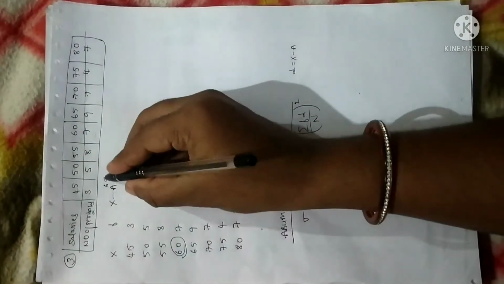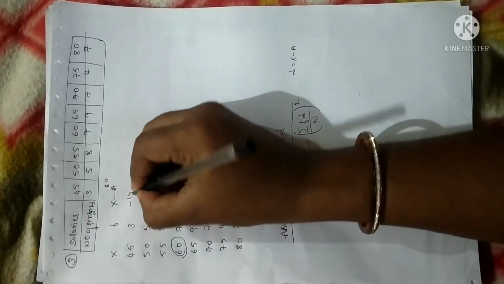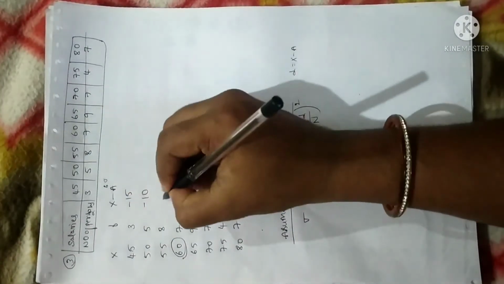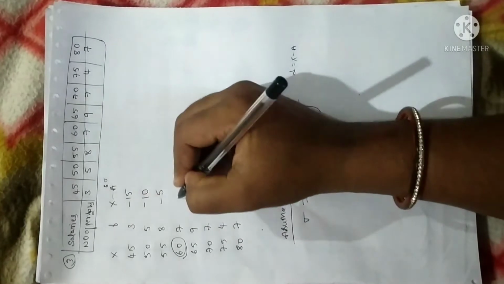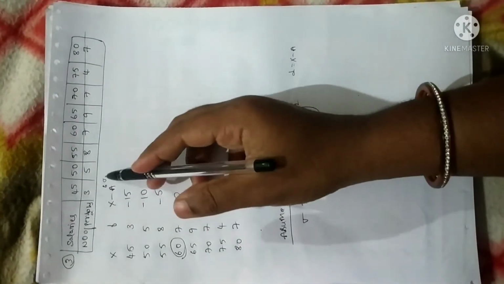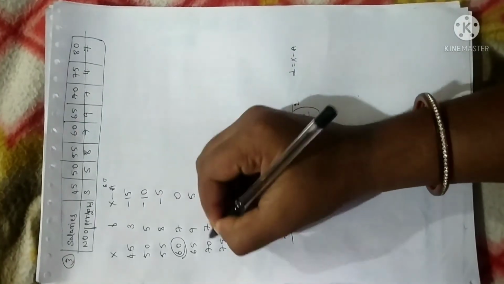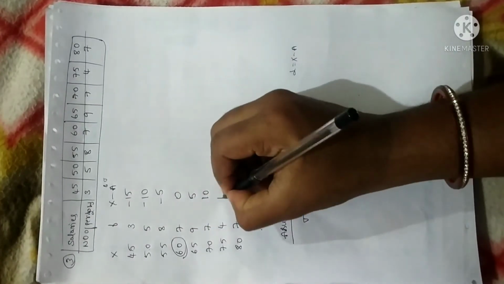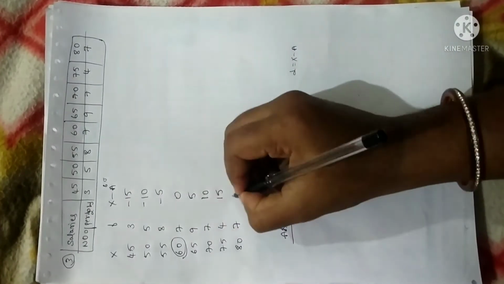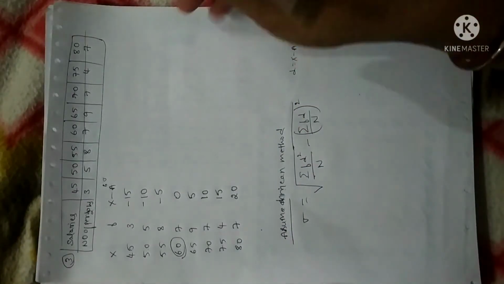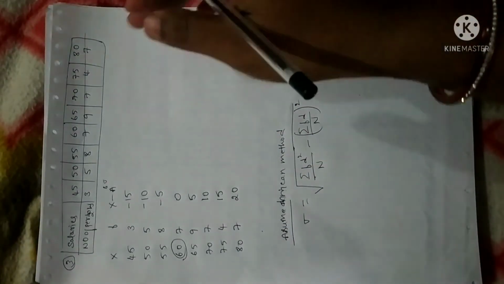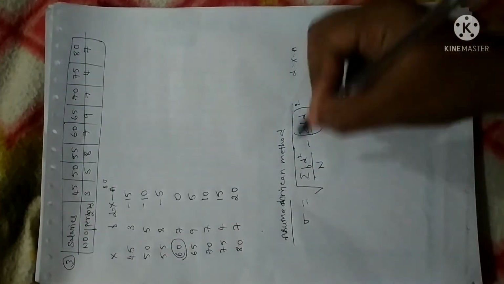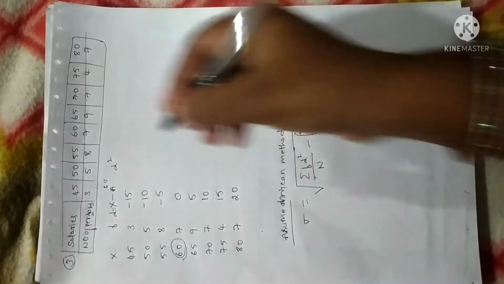Subtract: 45 minus 60 is minus 15. 50 minus 60 is minus 10. 55 minus 60 is minus 5. 60 minus 60 is 0. 65 minus 60 is 5. 70 minus 60 is 10. 75 minus 60 is 15. 80 minus 60 is 20. So I have obtained the x minus a values. Now what we require is the d value, right? d is x minus a, right? d square is needed. So let me calculate d square.